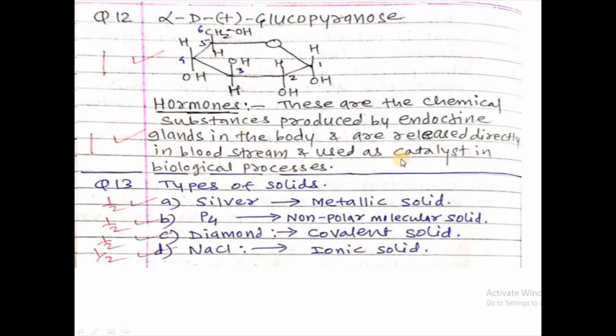Question number 13. Types of solids. Classify the following solids into different types: A silver, B P4, C diamond, and D NaCl. You have to write only silver is a metallic solid. I have already given the video for this. I will not explain it here.